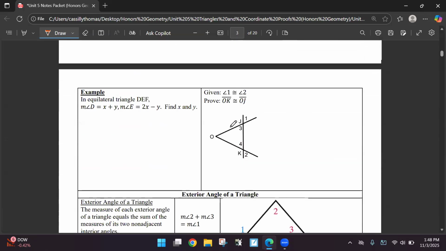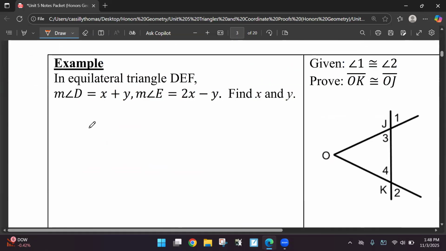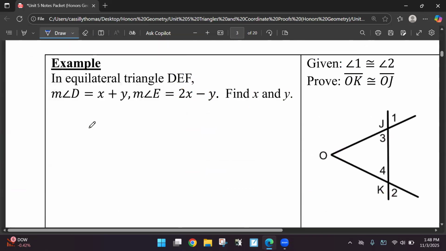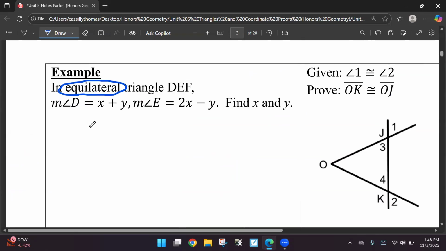All right, we are almost done. So a little bit of algebra here. So remember, honors geometry, algebra is fair game. So let's kind of take a look at this one. An equilateral triangle. All right, so since it's equilateral, that means it's also equiangular. Since it's equiangular, I know angle D equals 60 degrees. I know angle E equals 60 degrees. All right.